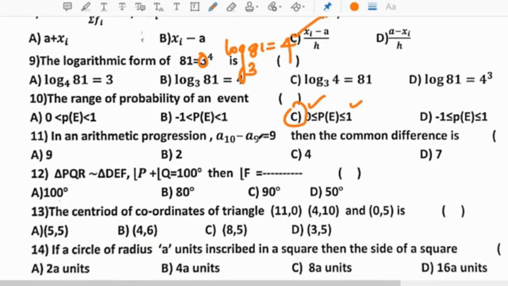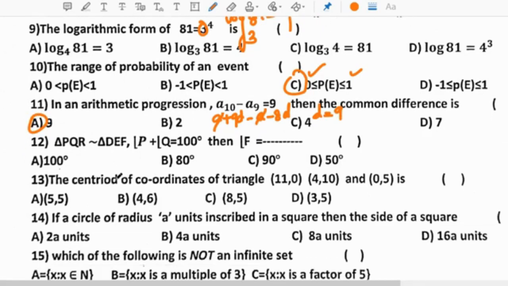In an arithmetic progression, A10 minus A9 is equal to 9, then the common difference is. So A10 value is A plus 9D, minus A9, which is A plus 8D, minus into plus is minus. So A cancels, 9D minus 8D is D. D is equal to 9. Correct option is A.